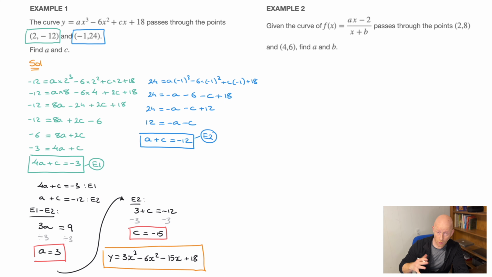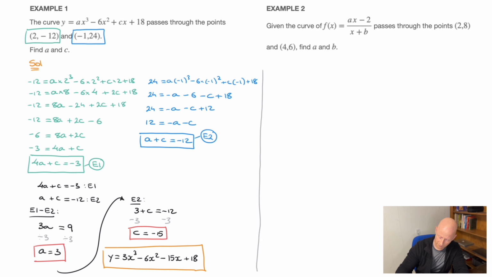There we go. Okay, now the good news is the method we've just seen here works for any type of function. And to confirm that, let's go ahead and work through example 2, and I'll just make a vertical line to separate things. There we go. And in example 2, we're told, given the curve of f of x, which equals (ax minus 2) over (x plus b), passes through the points (2, 8) and (4, 6), find a and b.